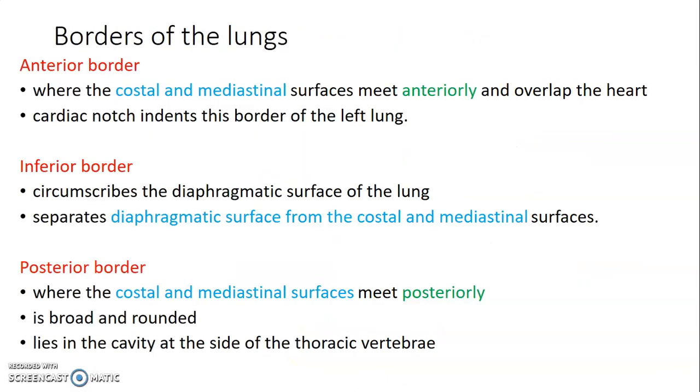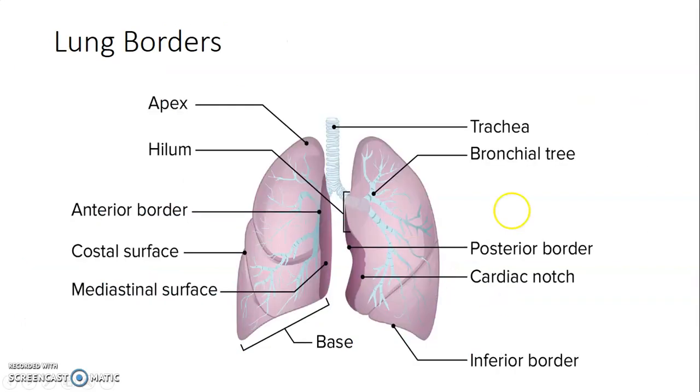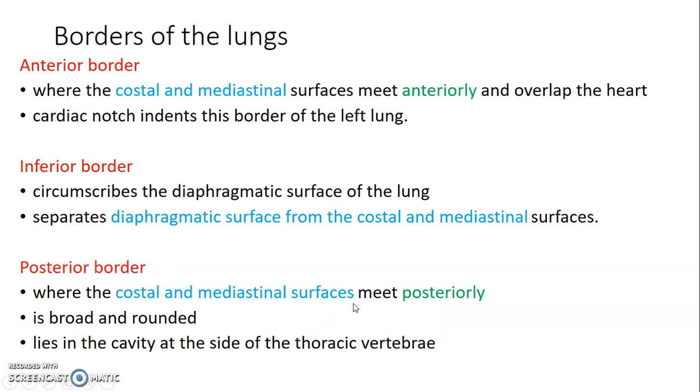So the inferior border separates the diaphragmatic surface from the costal and mediastinal surfaces, while the posterior border is formed when the costal and mediastinal surfaces meet posteriorly, while the anterior border is formed by the costal and mediastinal surfaces meeting anteriorly. The inferior border is where the mediastinal, diaphragmatic, and costal surfaces meet inferiorly. So the posterior border is close to the thoracic vertebra, remember that.